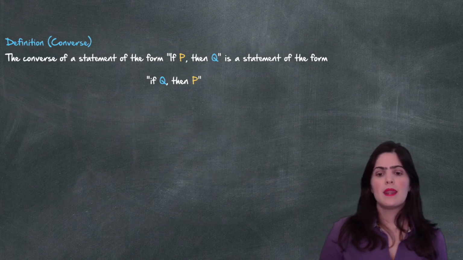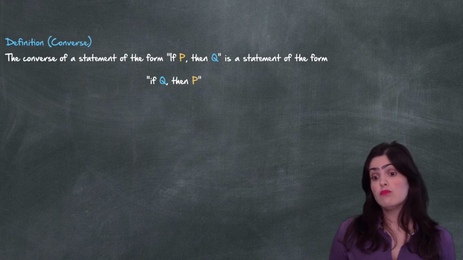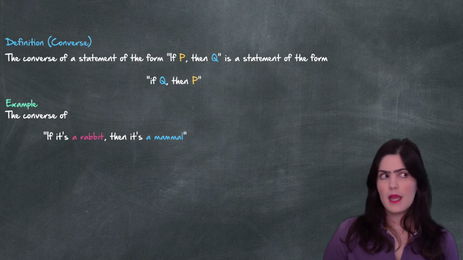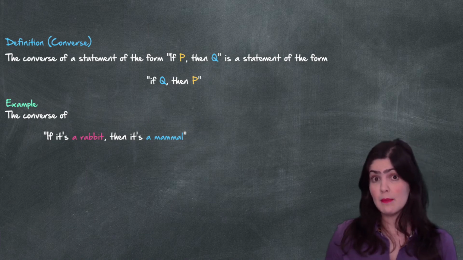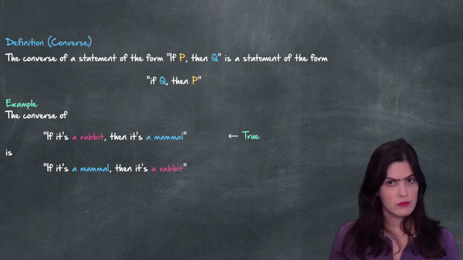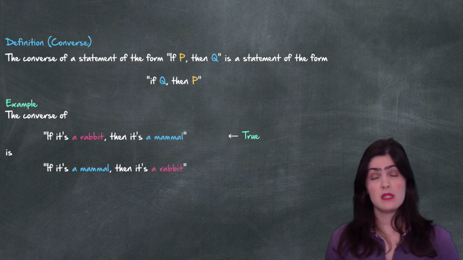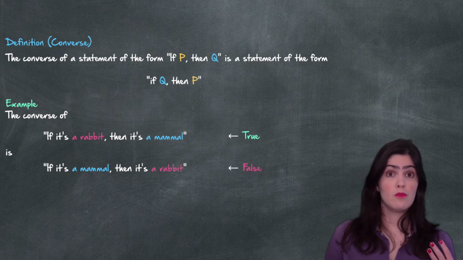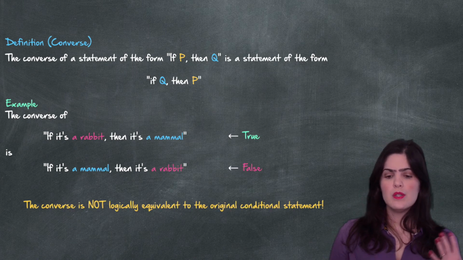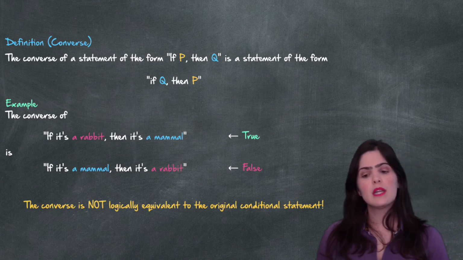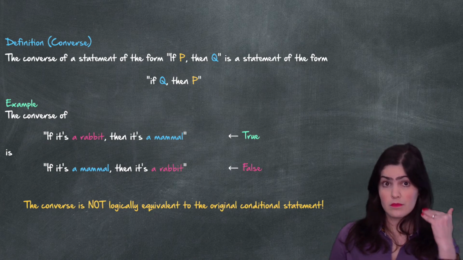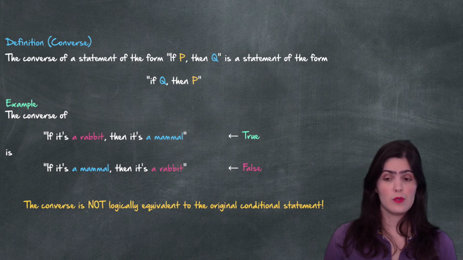Okay, now the converse. The converse of a statement of the form if P then Q is a statement of the form if Q then P. So, for example, the converse of if it's a rabbit then it's a mammal is if it's a mammal then it's a rabbit. The first one is true, rabbits are mammals, but if it's a mammal then it's a rabbit is false. Dogs and dolphins are mammals, and they're not rabbits. This is false. So you can see the converse is not logically equivalent to the original conditional statement, right? In this case, the statement was true and its converse was false.